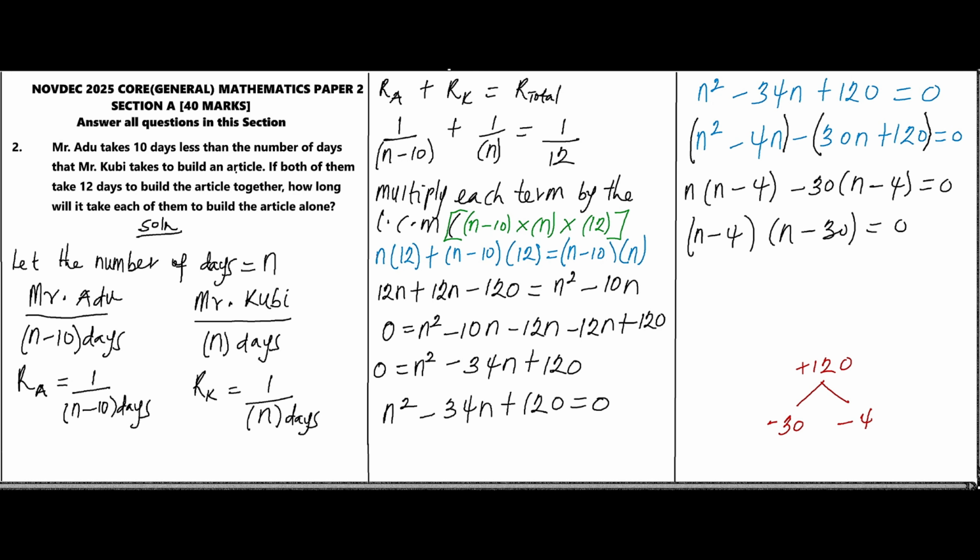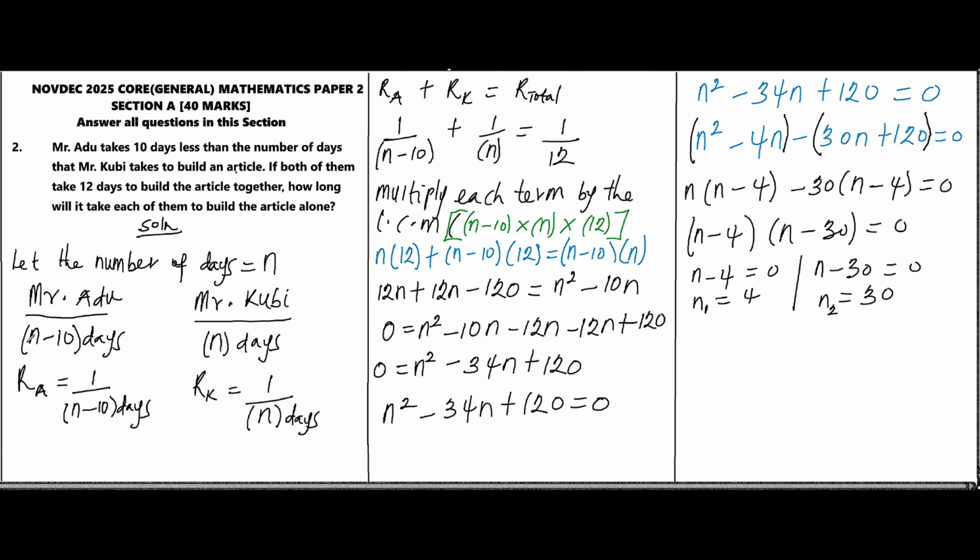So we can now solve for n. So we pick the first factor, n minus 4, we equate to 0, we solve for n. N is equal to positive 4, so that is the first value of n. Now the second one, n minus 30, must be equal to 0, so n is equal to positive 30, so that is the second value of n. But which of these values of n satisfy the expression here? So now let's begin with the first value of n, which is 4.